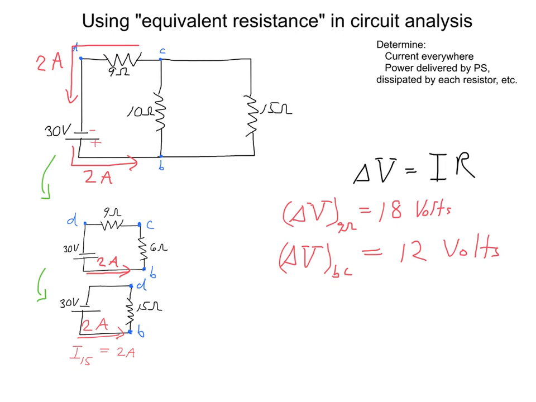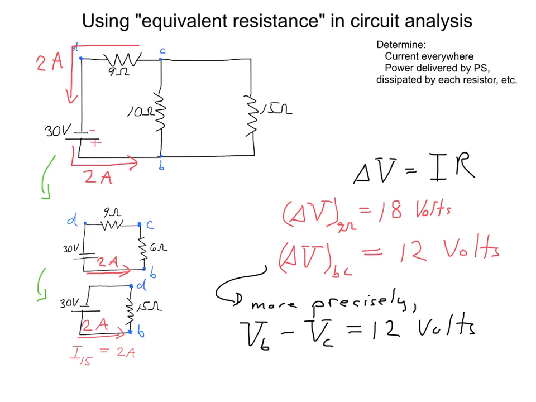So let's check that. Starting at point D, we gain 30 volts going across the battery. Then here, from point B to point C, we drop 12 volts. Then from point C to point D, we drop 18 more volts, ending up back where we started.